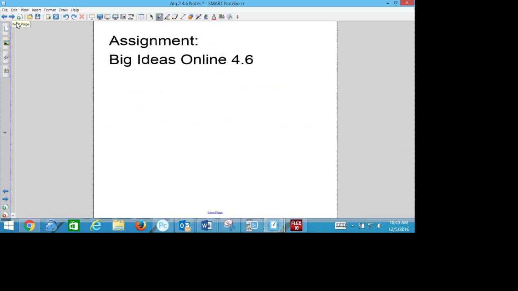The assignment is Big Ideas on lines 4-6, and we have 10 minutes. So grab a computer.